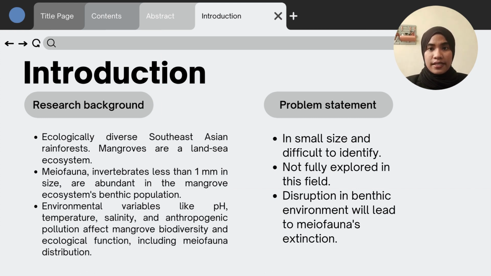For problem statement, there are 3 problems that have highlights. First, meiofauna is in small size and difficult to identify. Research on meiofauna also not fully explored by scientists that lead to a few articles about them. And lastly, description on benthic environment that lead to meiofauna's extinction.